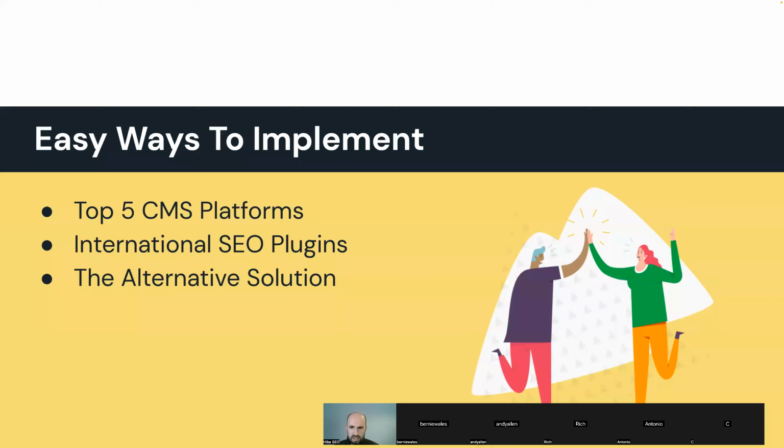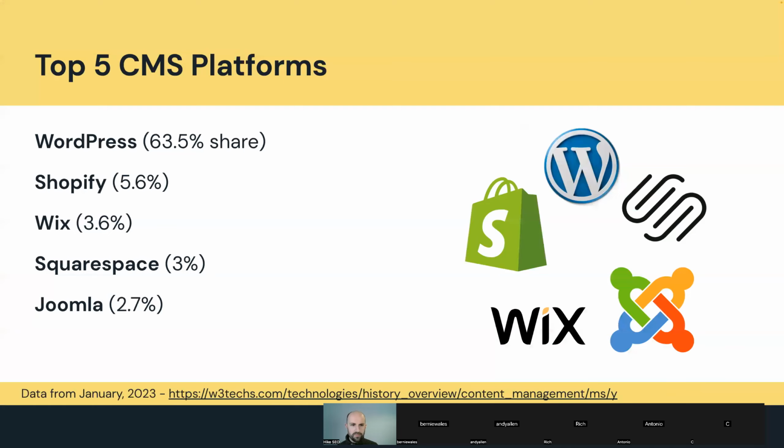So here are some easy ways to implement international SEO. We'll talk about the top 5 CMS platforms, some plugins, and an alternative solution. The top 5 CMS platforms by market share: we've got WordPress, with most of the share. We've got Shopify, Wix, Squarespace, Joomla. There's a bunch of others I couldn't fit on the slides, but these are the top 5. So don't worry if it's not here. You can do a quick Google search. Most of these platforms have their own plugins for international.